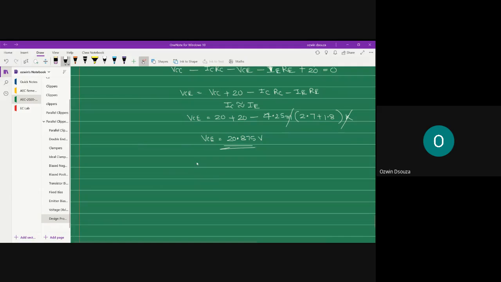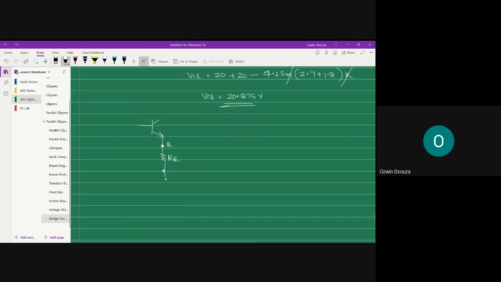So once you know VCE, you can find out VC, right? So what I will do, I'll just recreate the transistor output connection. So this is your emitter terminal. This is your RE. This is connected to negative terminal. And this is connected to ground, right? This is minus and this is plus. This is 20 volt. And this is your collector terminal. So collector to ground is my VC.